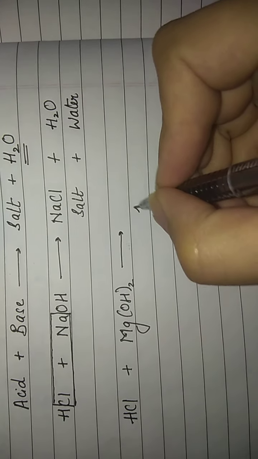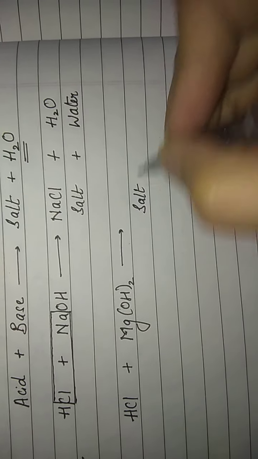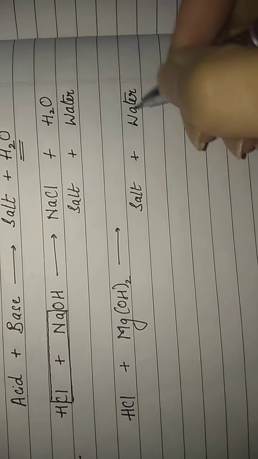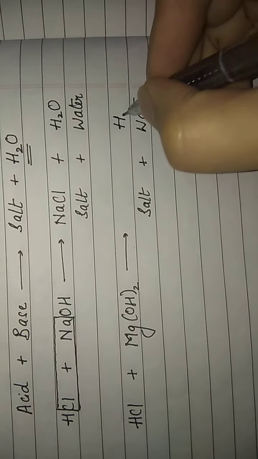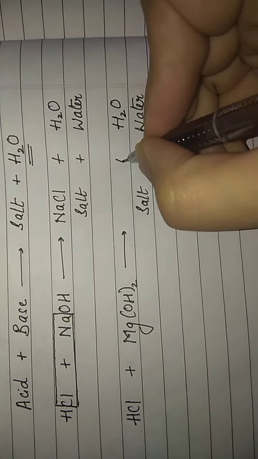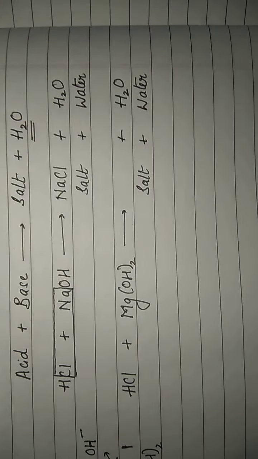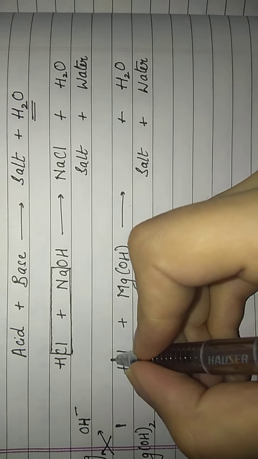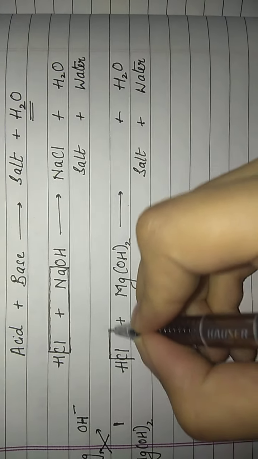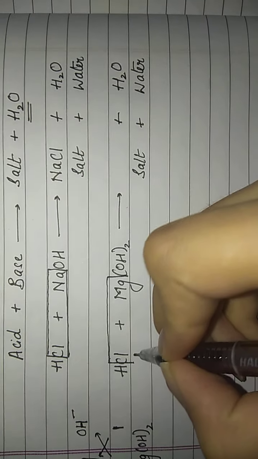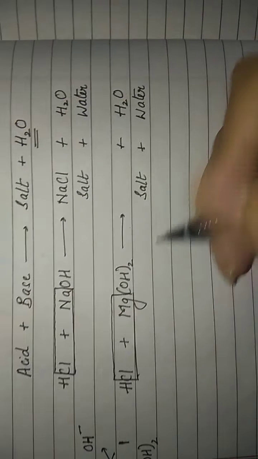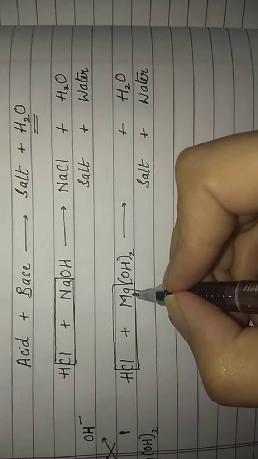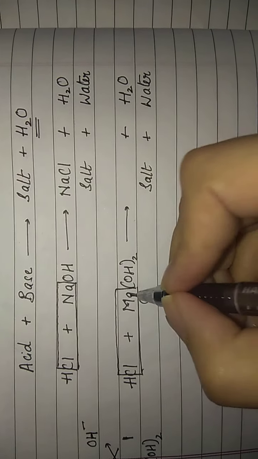The products will again be salt and water. Again I know the formula of water, so I directly write it down here. The other compound which is the salt, how will you form this? Just like we have done in the previous reaction. We will get it from here. Okay, so earlier it was sodium chloride, now it will be magnesium chloride.